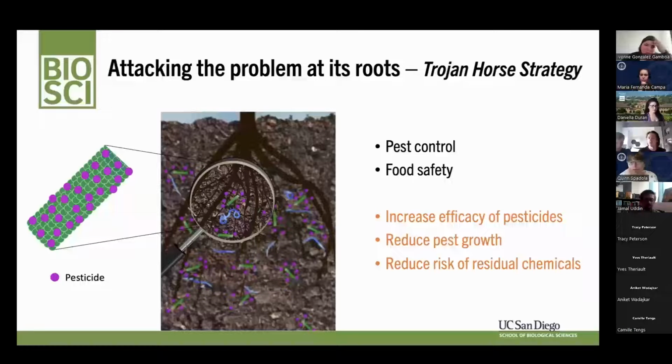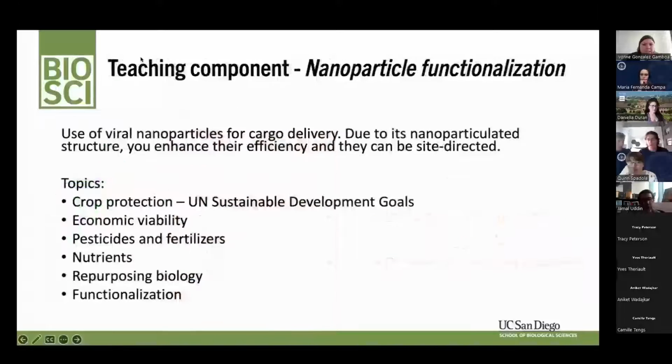Now, how can we integrate some of these topics or these technologies into our classes? One of the activities that I use with my students, I've been a teacher in middle school and high school as well.